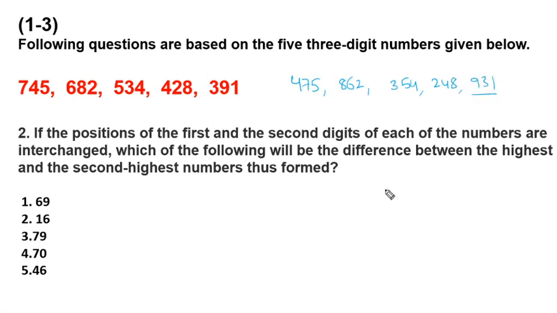We know that 931 is the highest, and the second highest is 862. What he is asking is the difference, so take the subtraction. My ending should be 9. It can be 69 or 79, can't say, so let's see. 93 minus 86 gives 69. So our answer is option number 1, 69. Getting everyone? Okay, then let's go for the next question.